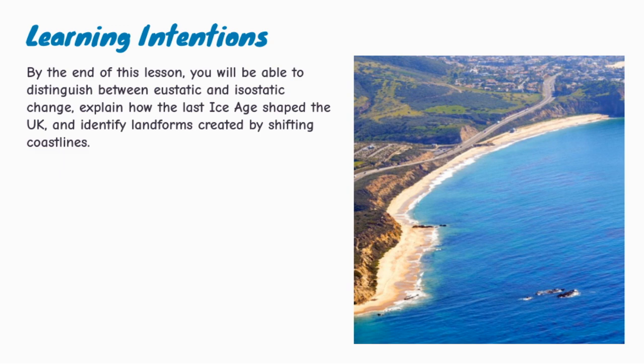Third, you should be able to identify landforms created by shifting coastlines. These include emergent landforms, such as raised beaches, and submergent landforms, such as rias and fjords. So today's lesson is about understanding how changes in land and sea combine to reshape coastlines over time.